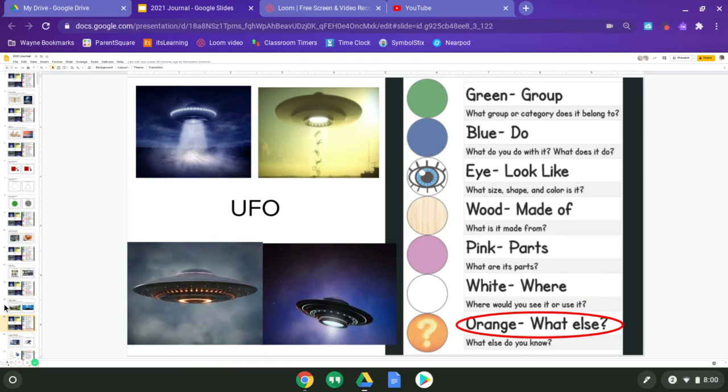All right, party people, we have made it to the last prompt. Our last prompt is orange. And orange is what else do we know about UFOs? How fast do they go? How fast do they move? Are they slow? Are they fast? Who drives a UFO? Who's in charge of that vehicle? Who makes sure that it goes? So think about those as you answer the question.